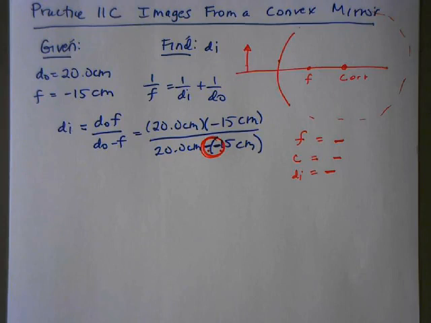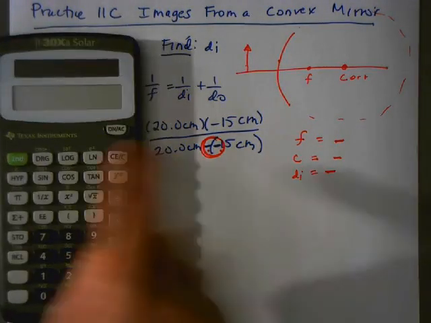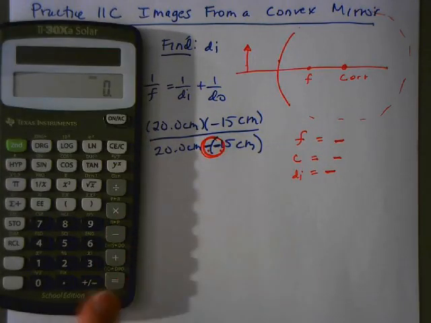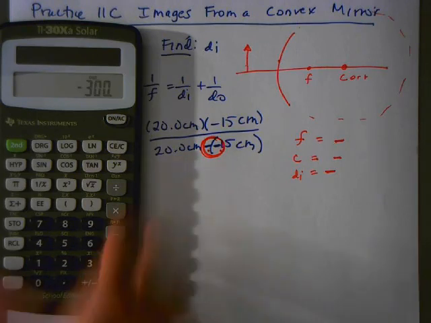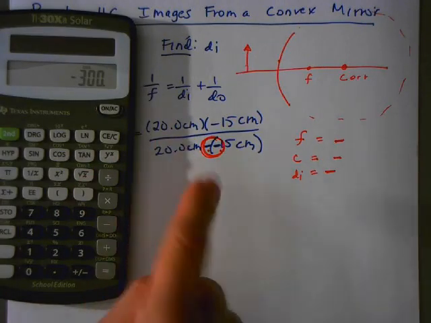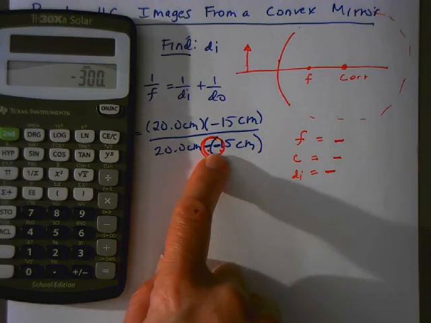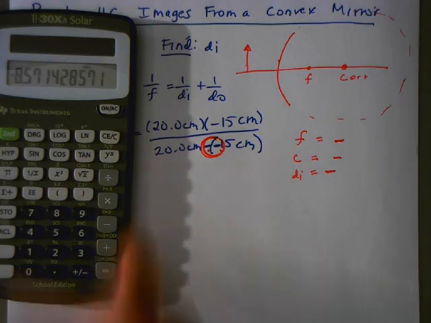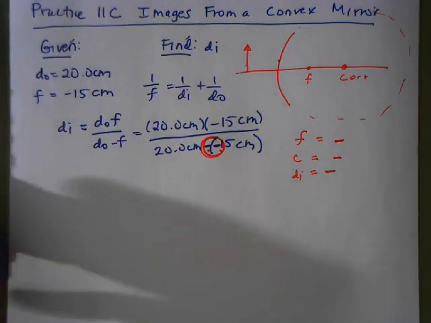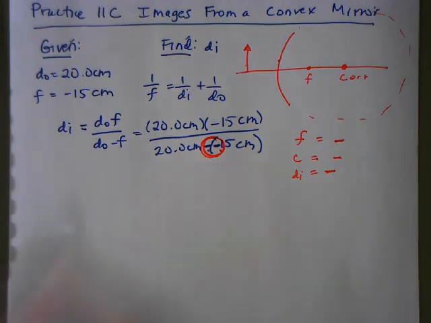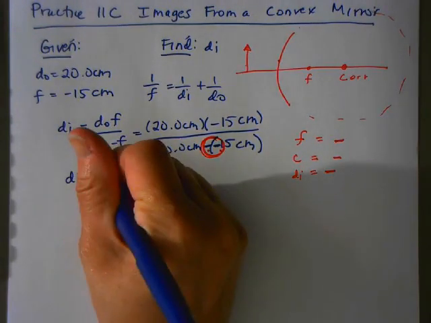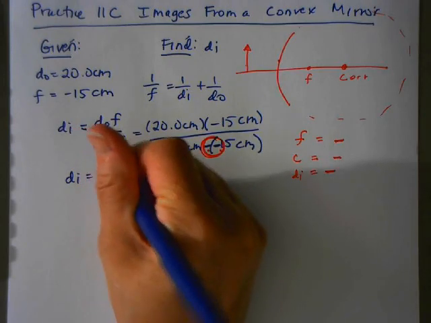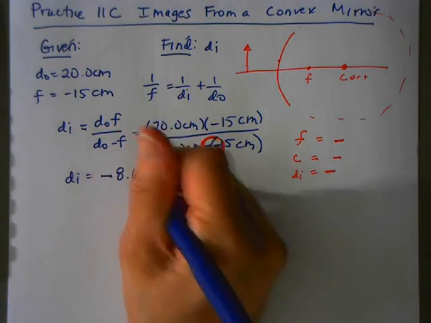Okay? So when I do all that on my calculator, remember, I'm going to have 20 times negative 15, which is negative 300. And then in my denominator, 20 plus 15 is 35. Divided by 35 comes out to be negative 8.57. So DI is going to be negative, we'll say 8.6 centimeters.